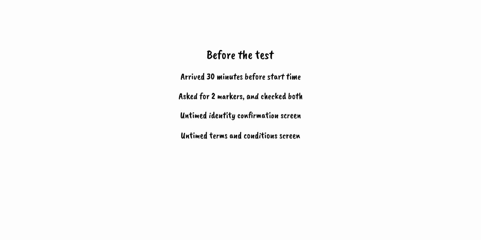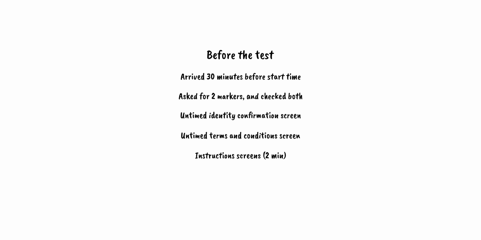I arrived at the test center 30 minutes before start time. The sign-in process went smoothly, and I checked both my markers to make sure that they were working properly before starting the test. Now, the first thing the Focus Edition shows you is a couple of untimed identity confirmation and terms and conditions screens. Now remember, these screens are untimed, so you can use them to settle down a bit if you want. I just wanted to start the test, so I clicked the radio button to confirm my identity and then accepted the terms and conditions.